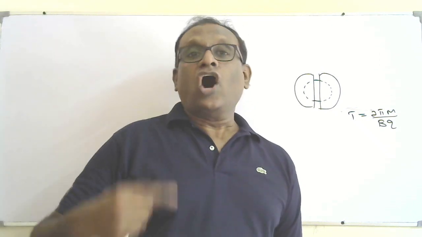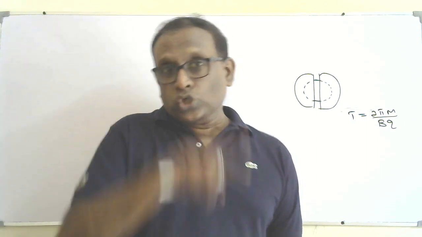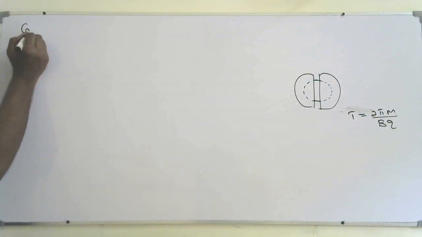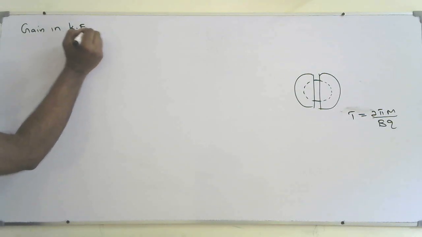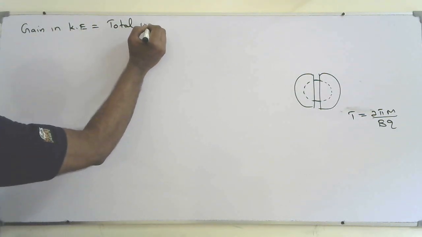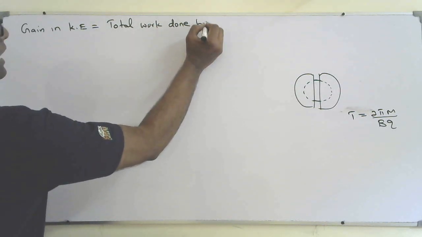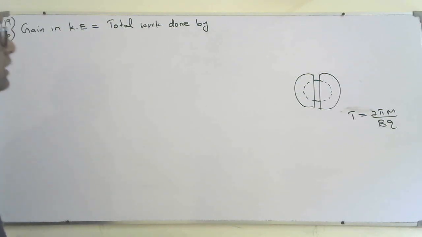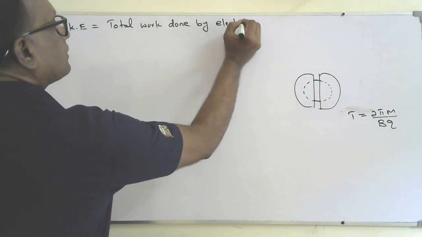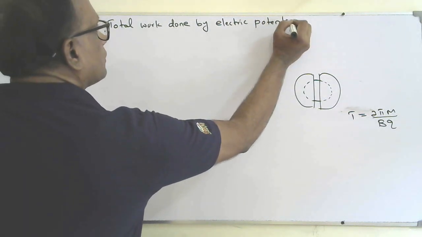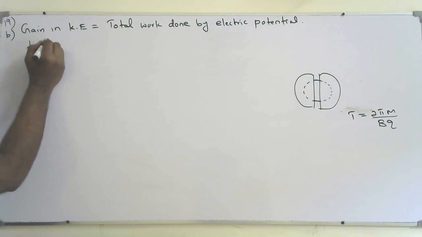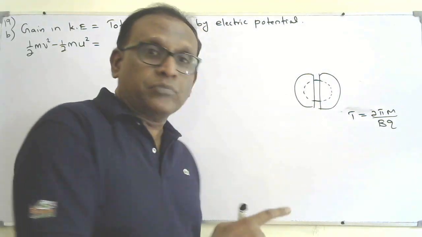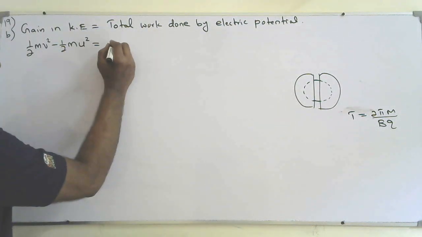How many complete circles should it have to go through the cyclotron to get that energy? So that's the equation, simple. I can say the gain in kinetic energy equals the total work done by the electric potential. This is question number 19, B part. So the gain in kinetic energy is half m v squared minus half m u squared. You know u is 0. The work done when it crosses the gap once, by the electric potential, is QV.